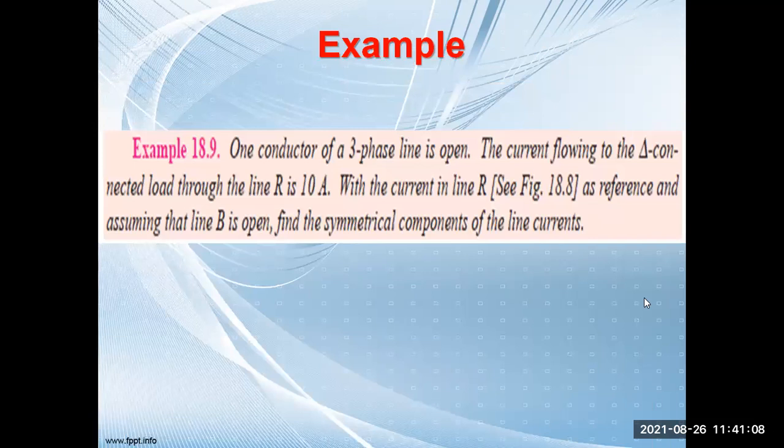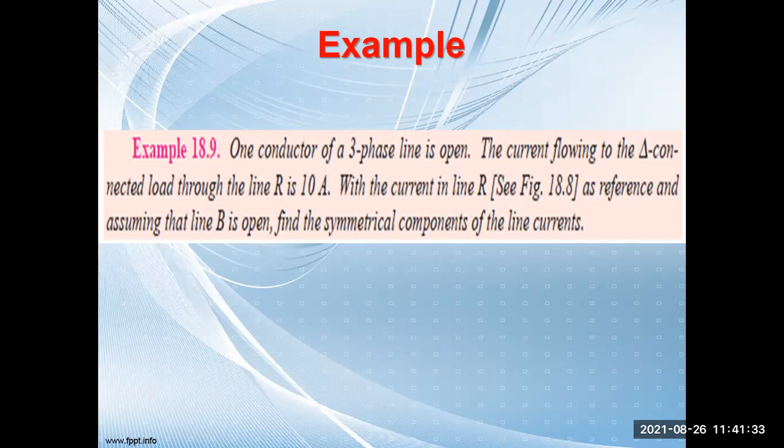Next problem: one conductor of a three-phase line is open. The current flowing to a delta connected load through line R is 10 ampere. With the current in the R phase as reference, and assuming that line B is open, find the symmetrical components of the line current. So there is a fault on line B. B phase is faulty.